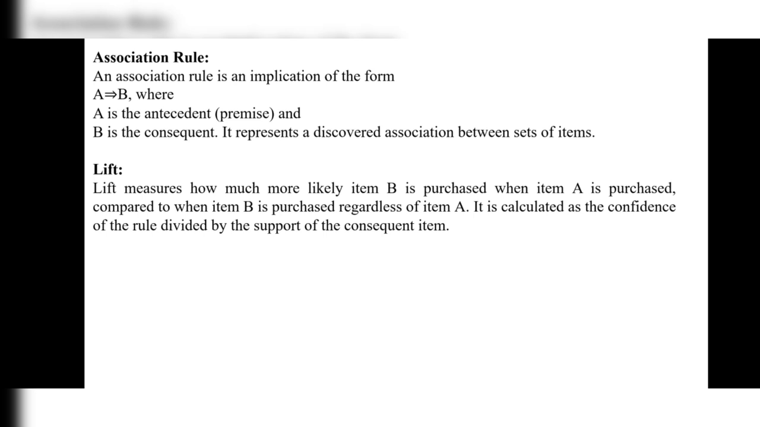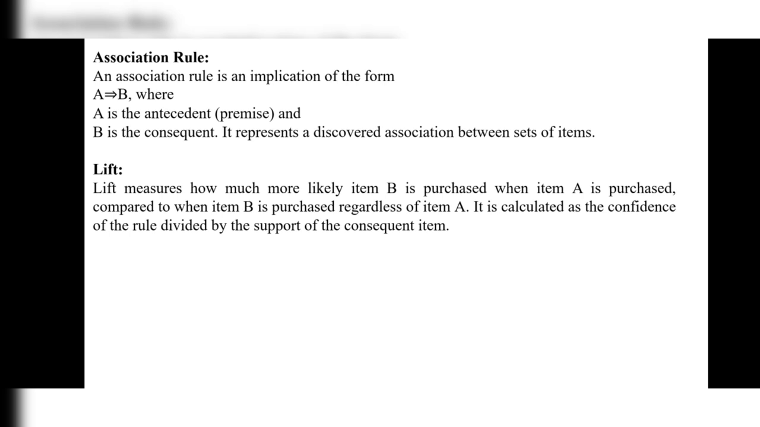Okay, let's see association rule for this. An association rule is an implication of the form A to B. That means it will imply A to B, B to A. Or what is the importance between A to B and B to A? In A to B, A is the antecedent, that is the premise, and B is the consequent. It represents a discovered association between the set of items.